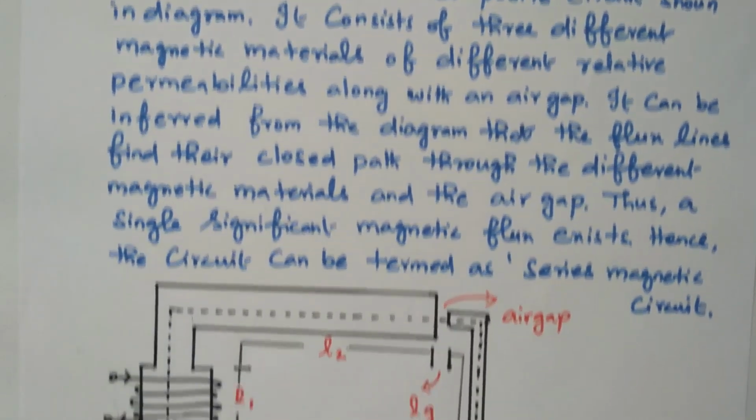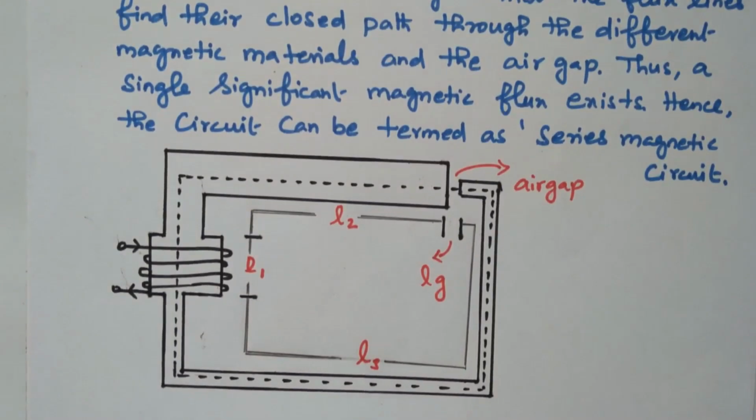Now we will refer to the diagram so that you are able to understand clearly. This is one magnetic material, the width is more. This is another magnetic material, and this magnetic length is L1. See the width is higher, and this is a different magnetic material. This is another magnetic material with the length L2. See the width, it is lesser than this. On the other side we have L3, the third type of magnetic material with the length L3.